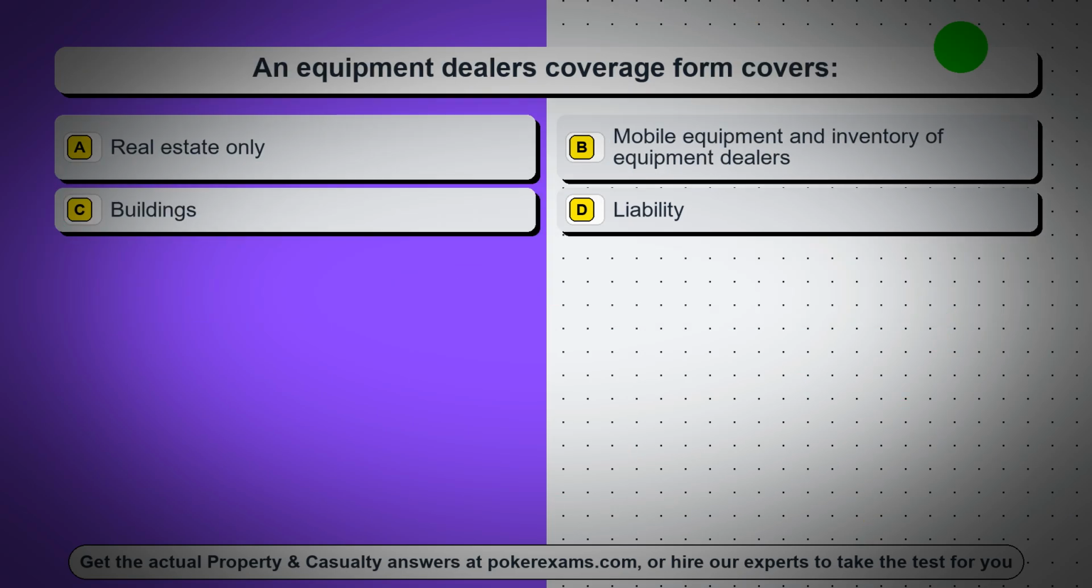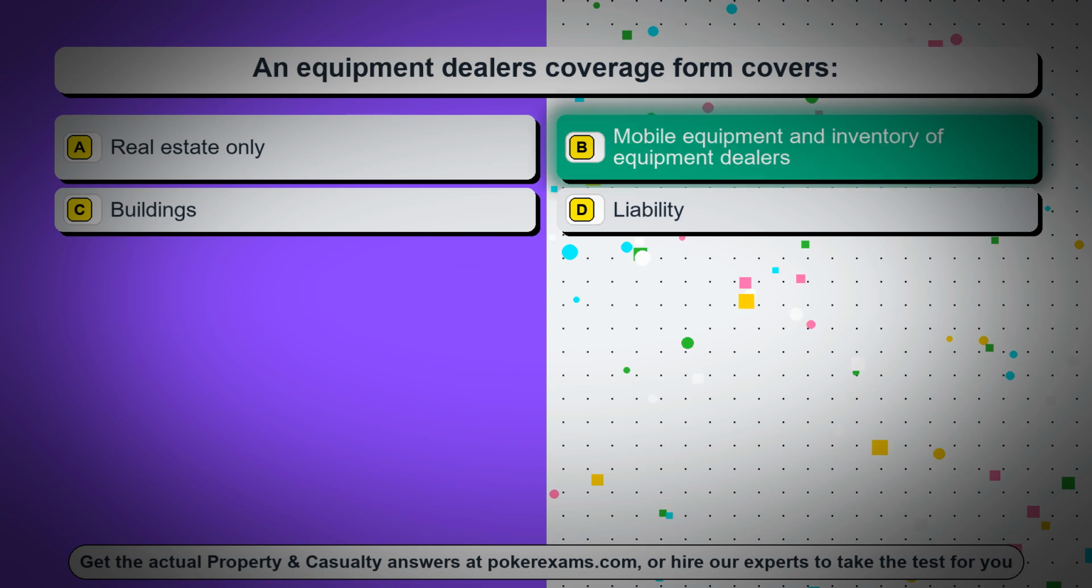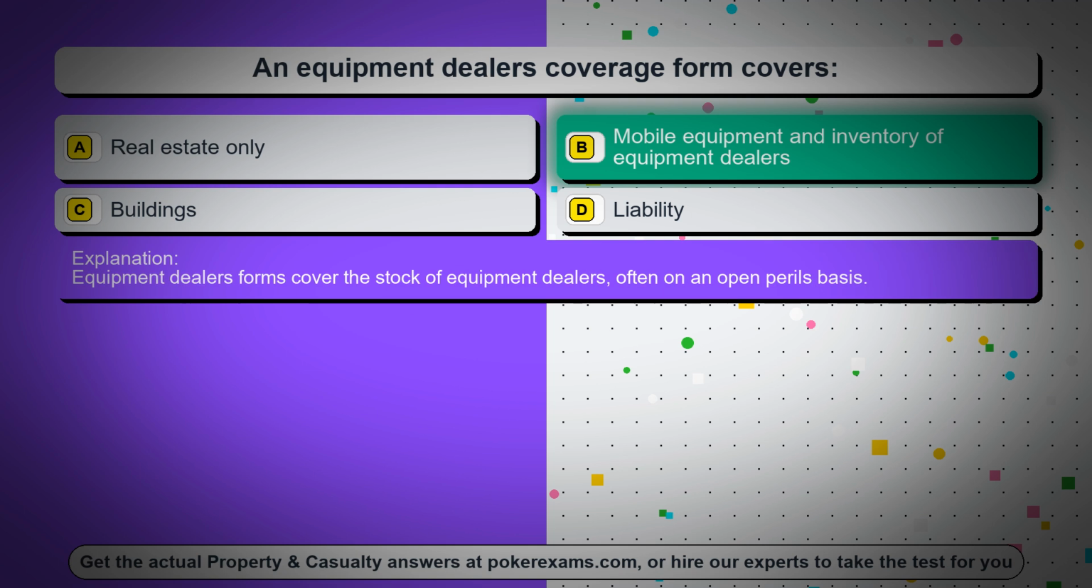Question 73. An equipment dealer's coverage form covers: Option A. Real estate only. Option B. Mobile equipment and inventory of equipment dealers. Option C. Buildings. Option D. Liability. The correct answer is option B. Mobile equipment and inventory of equipment dealers. Equipment dealers' forms cover the stock of equipment dealers, often on an open perils basis.